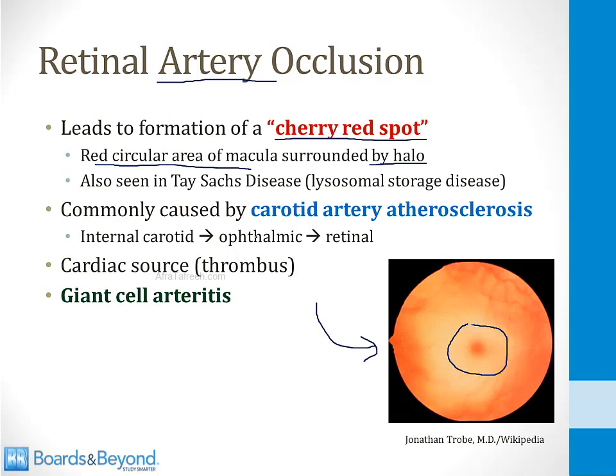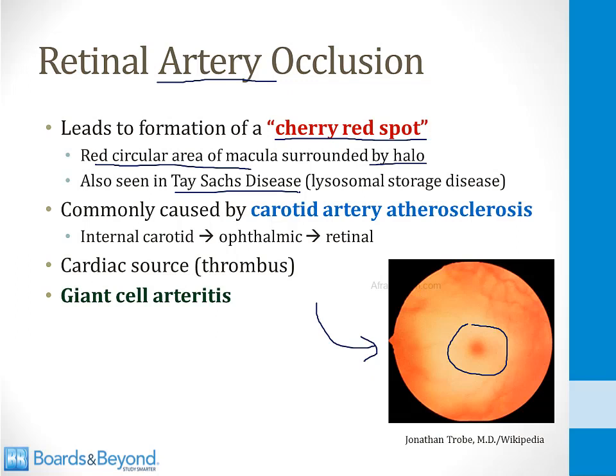Now you can also see a cherry red spot in Tay-Sachs disease, which is a lysosomal storage disease. In that situation, the cherry red spot occurs because of accumulation of sphingolipids around the macula, and that leads to the halo around the macula and the cherry red spot. In the setting of retinal artery occlusion, the halo in the cherry red spot is caused by ischemia.